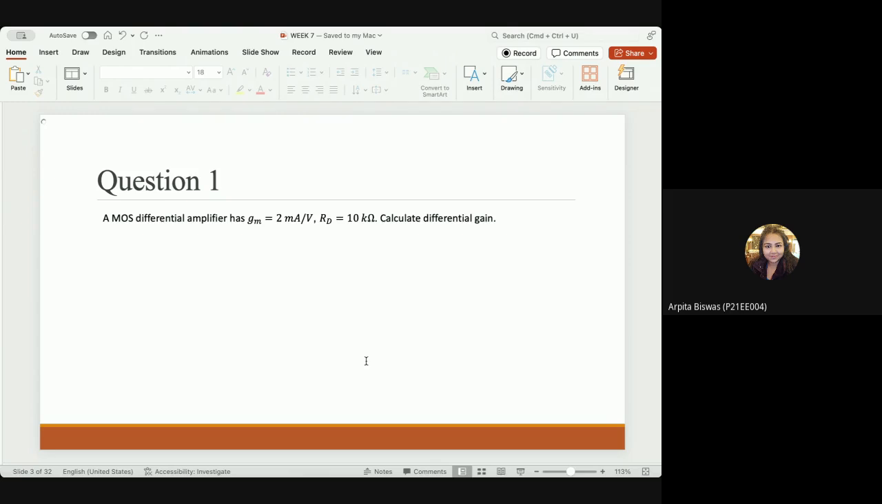The first question is: a MOS differential amplifier has gain gm of 2 milliamps per volt and RD of 10 kilo ohm. Try to calculate the differential gain. Tell me how to find out the differential gain if gm is given and RD is given.